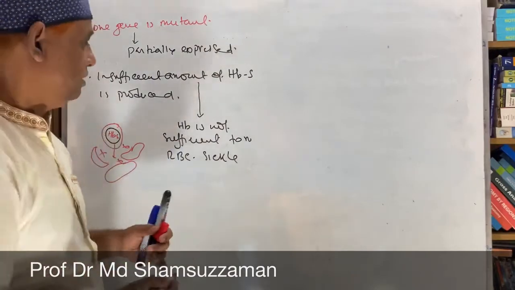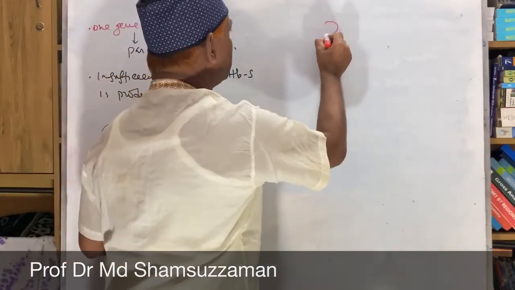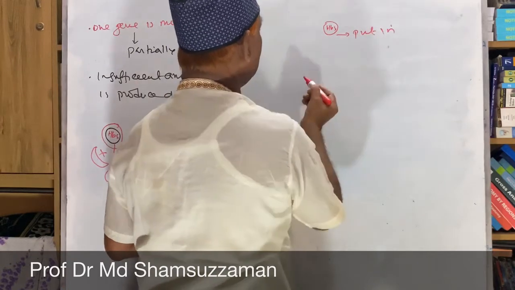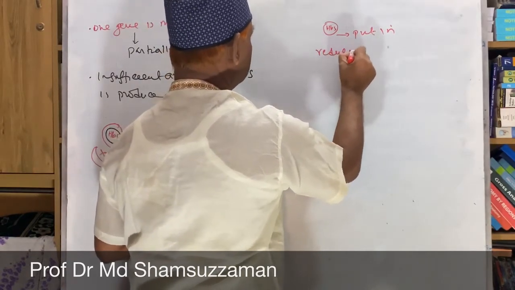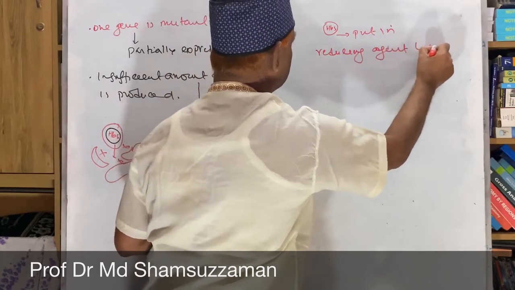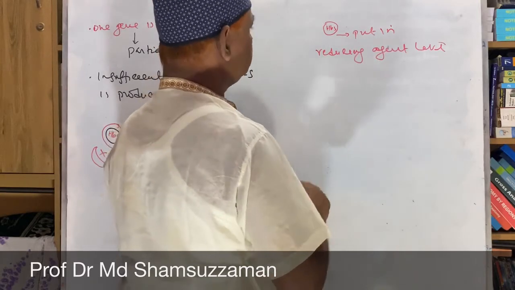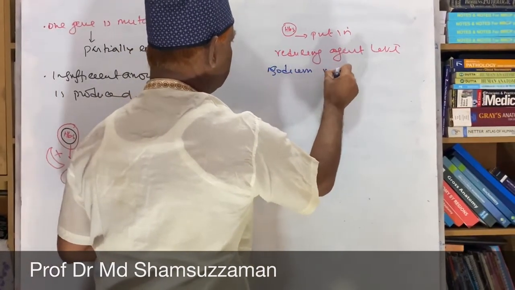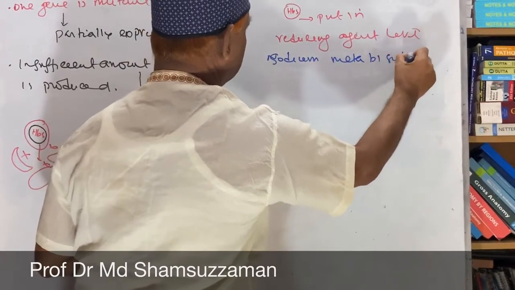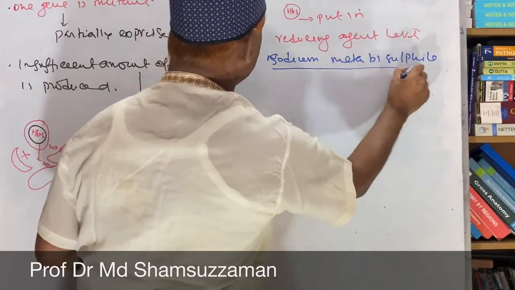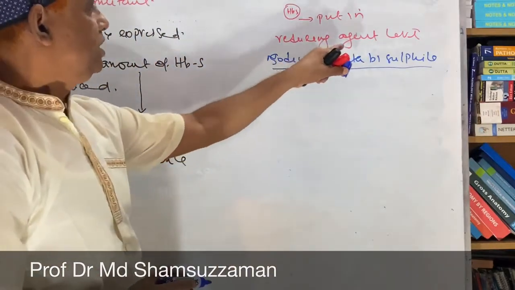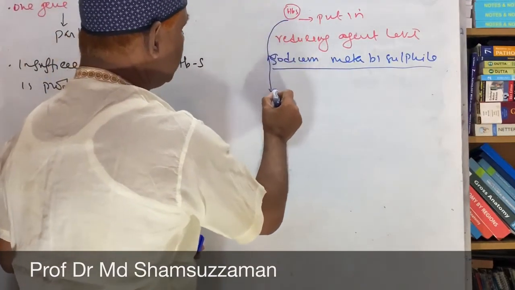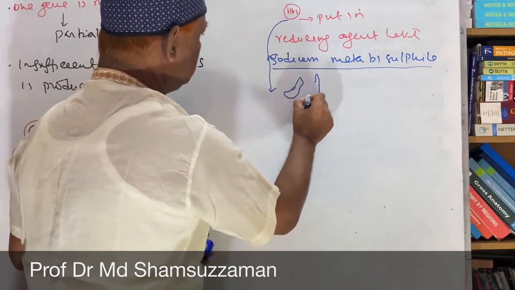Dear audience, if this RBC containing insufficient amount of hemoglobin S is put in a reducing agent, what will happen? If such a type of RBC containing insufficient hemoglobin S is put in a reducing agent like sodium metabisulfite, due to this reducing agent, this RBC becomes sickle shaped.